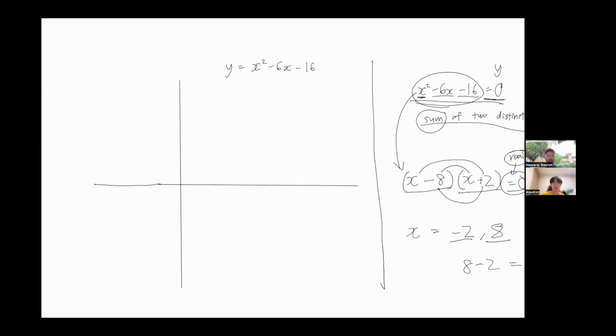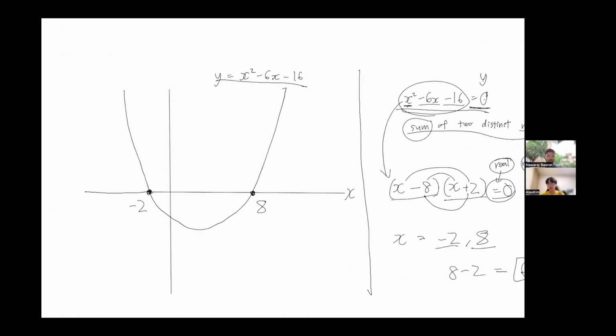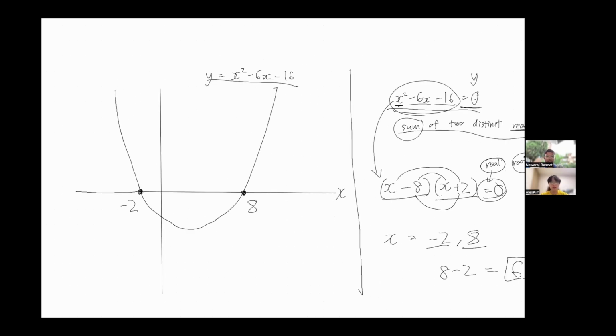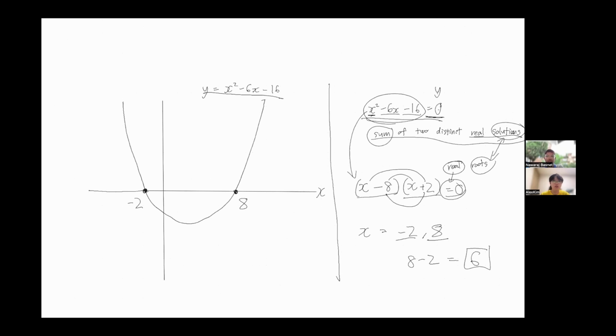Yes, sir. So if you put this equation into the Desmos calculator, you get a graph that resembles this. And then you'll be able to check that the two points that intercept the x-axis have values of -2 and 8. The logic behind this is that our original equation was this, right?